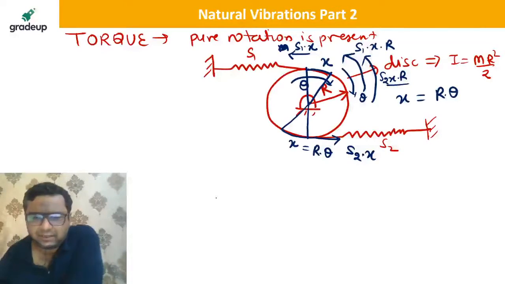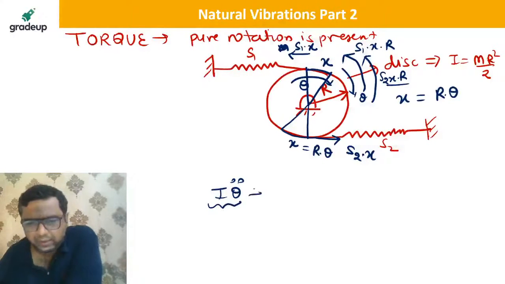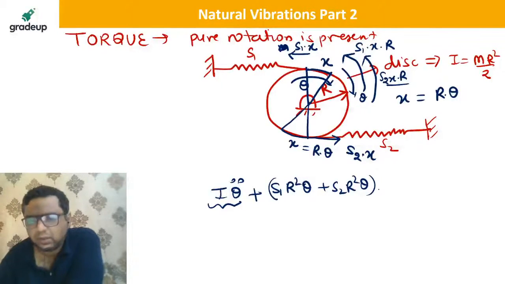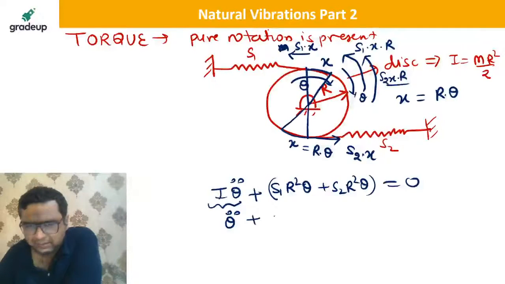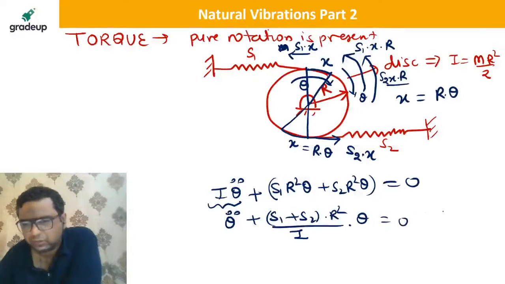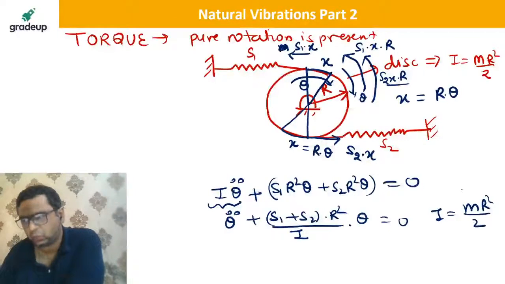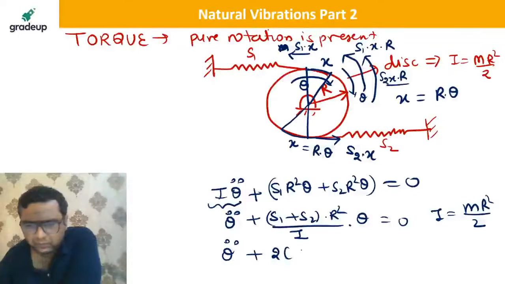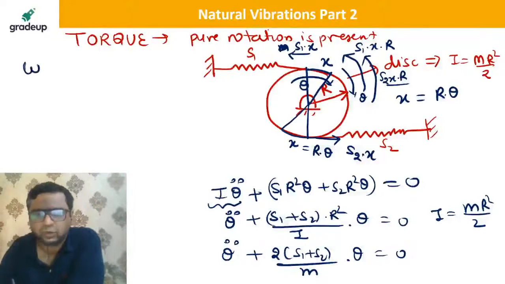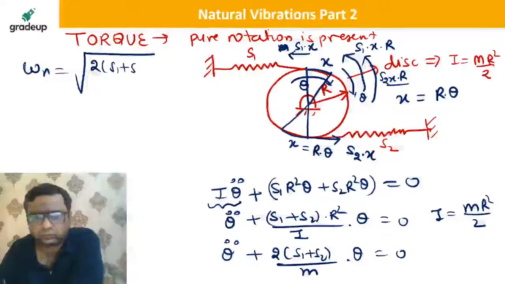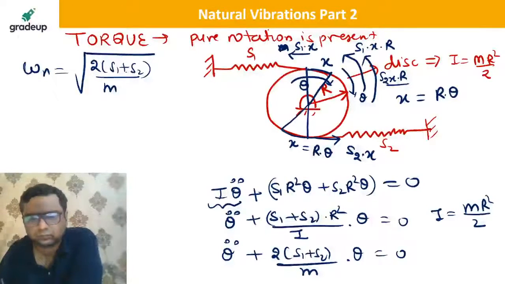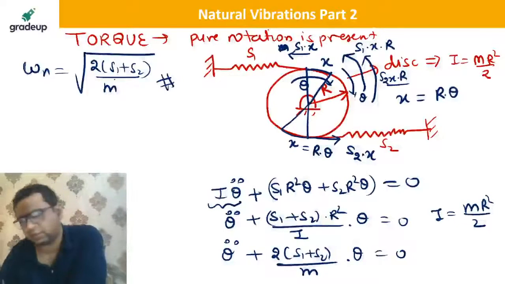So dear, how will you write the equation? I theta double dot, add the D'Alembert component, plus the restoring torque. What is the restoring torque? S1 r square theta plus S2 r square theta, equals 0. And theta double dot can be written as theta double dot plus (S1 plus S2) r square by I, theta, equals 0. I for the disk is m r square by 2. Putting that, you will have theta double dot plus 2 (S1 plus S2) divided by m, theta equals 0. So omega, and you will get the square root of that. Is it okay guys? So this is the natural frequency of vibration, a wonderful one.